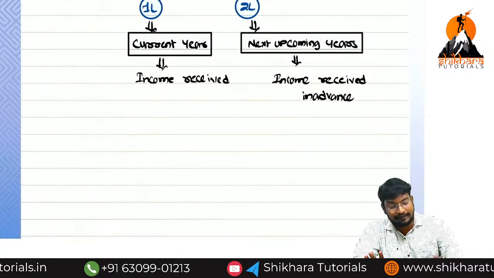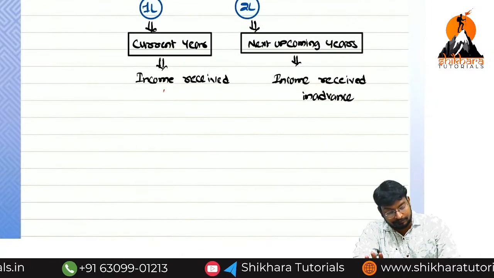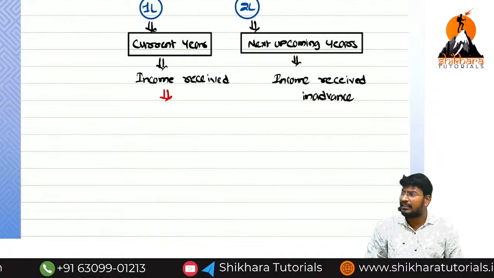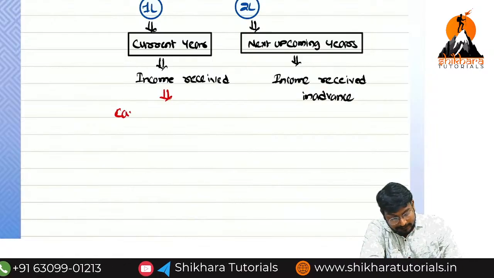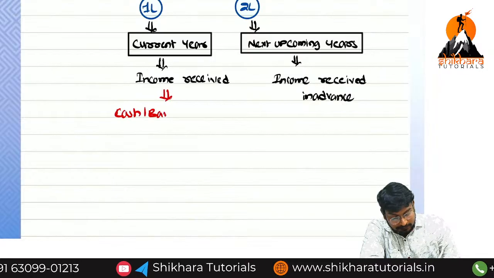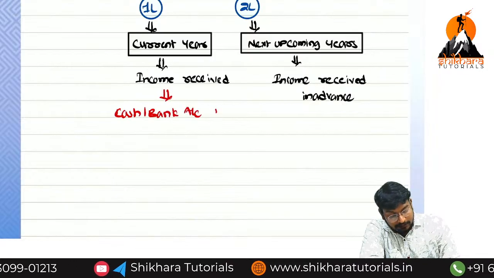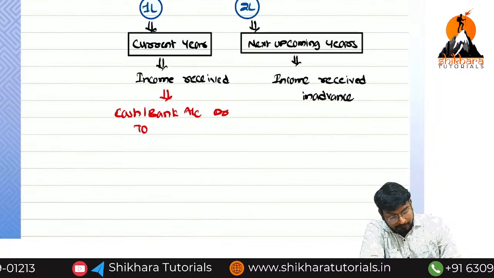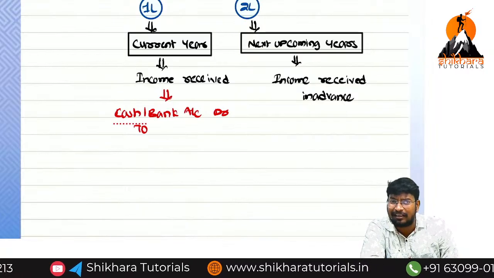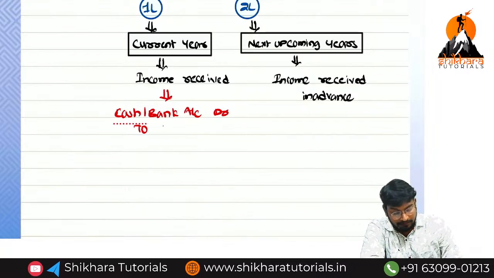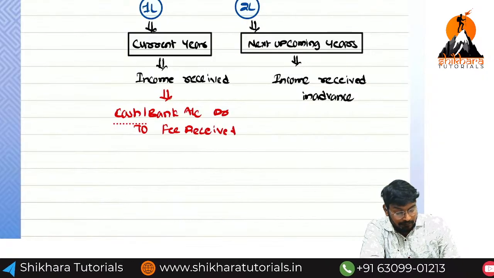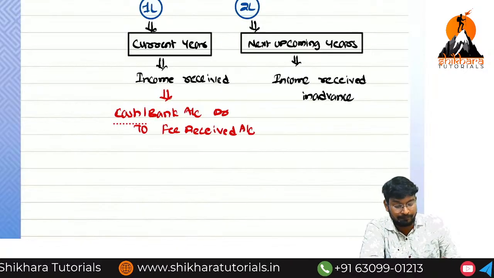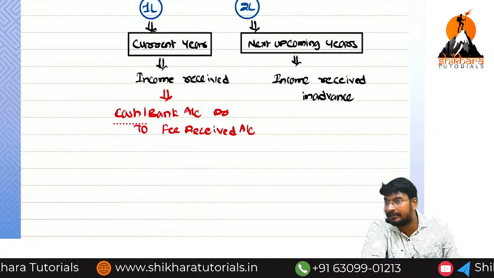What is the entry for the income received? Cash or bank account debited to fee received account. Cash or bank account debited to fee received account.